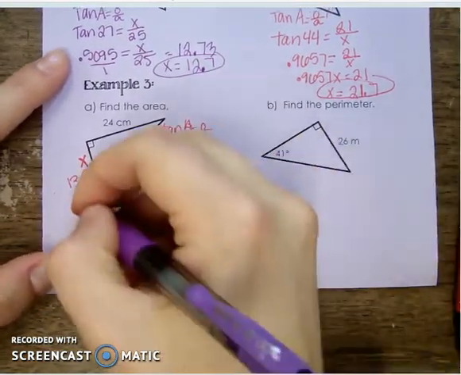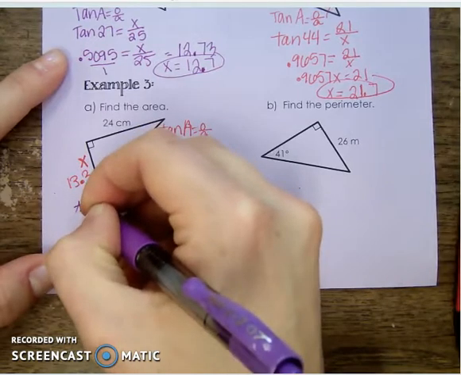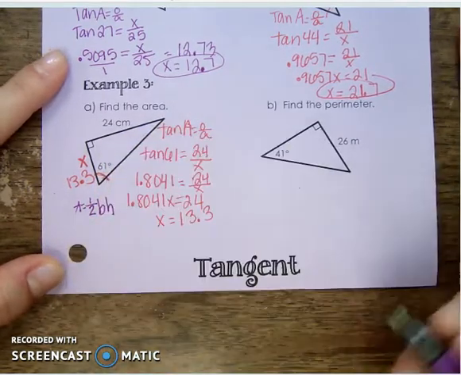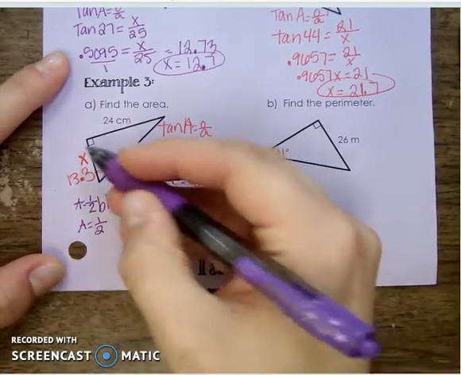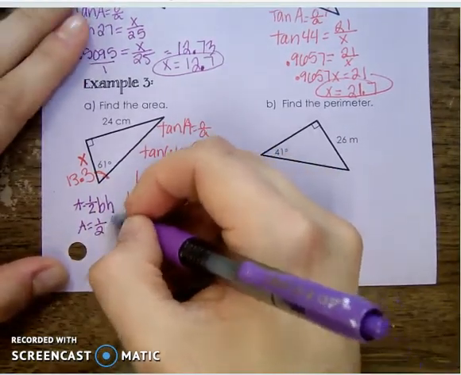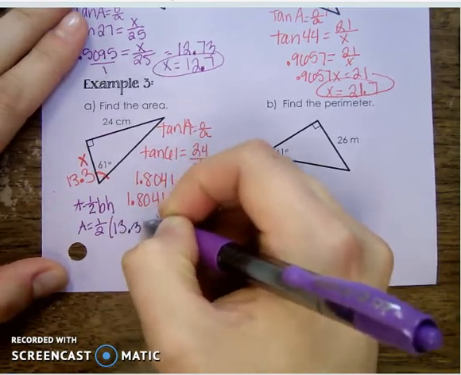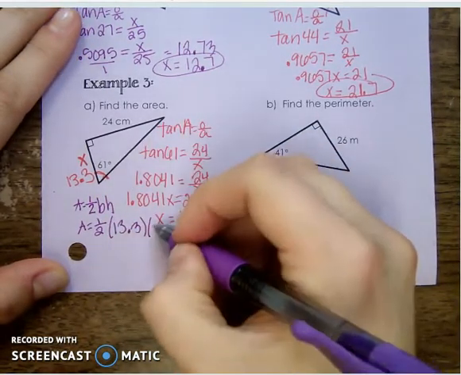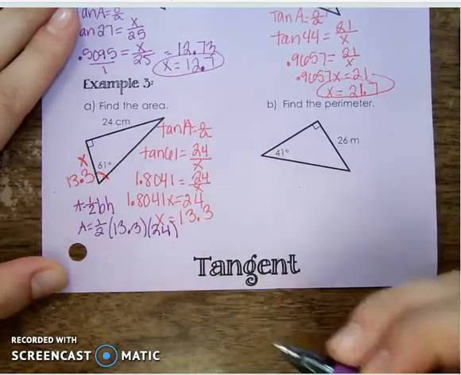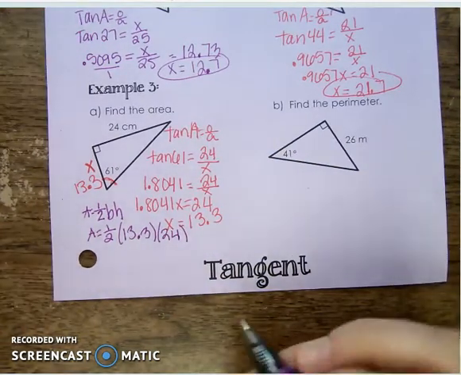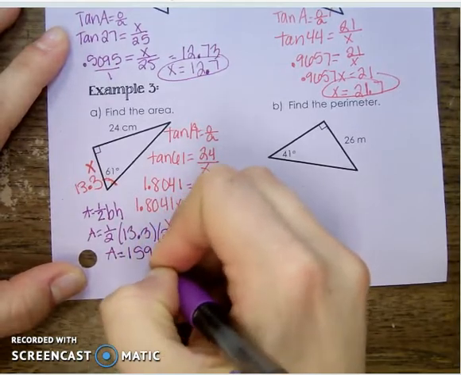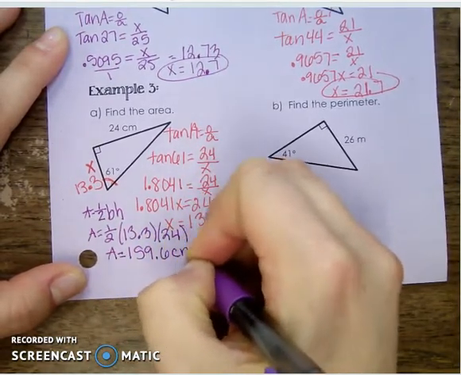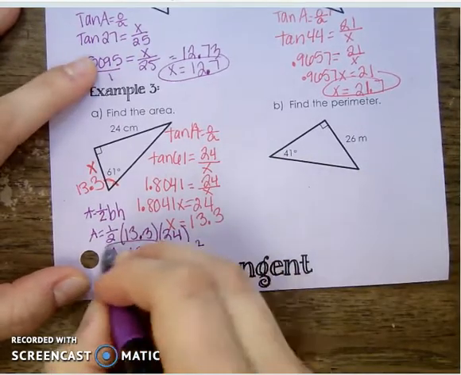So that's 13.3. But now I need to use it to find the area. So area of a triangle is 1/2 base times height. So 1/2, the base is 13.3 times the height is 24. Multiply all that, my area is about 159.6 centimeters squared.